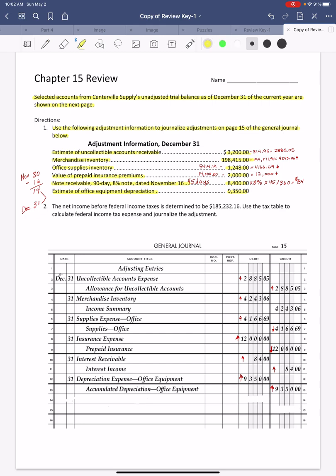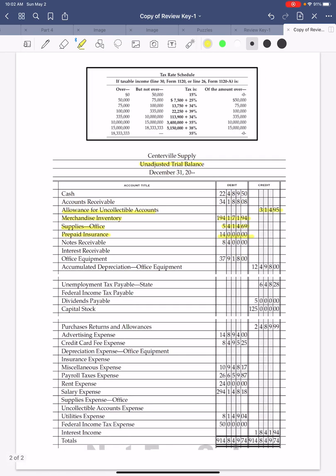Okay, our next one then is the net income before federal taxes is determined at $185,232.16. Use the tax table to calculate federal income tax expense and journalize the adjustment. So we need to go to this table. The amount of our net income before income tax is $185,232.16. We will be using this information right here because it falls between those two numbers.